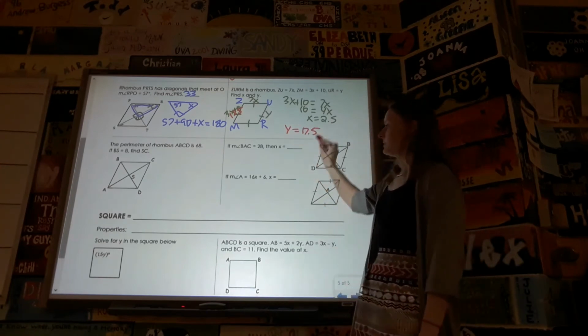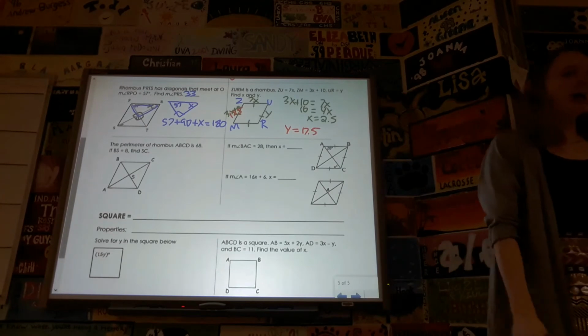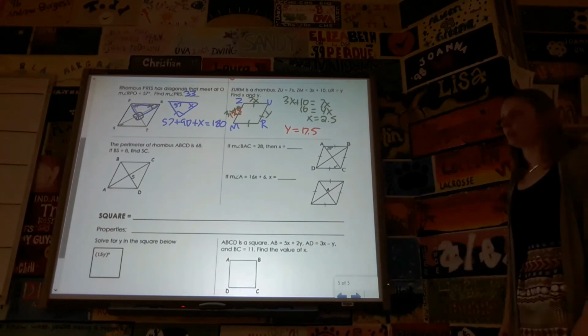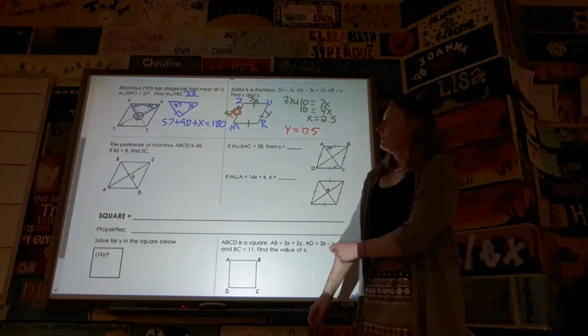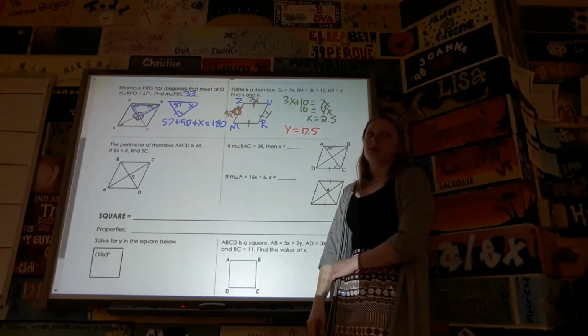17.5, right, because all the sides are equal. And y is representing one of the sides, so it should be 17.5. So all sides are 17.5. Correct. That's the definition of a rhombus.